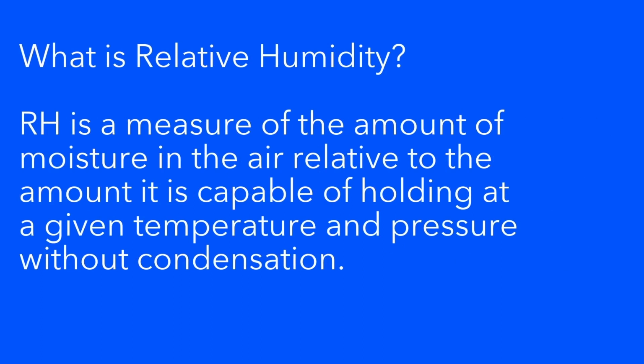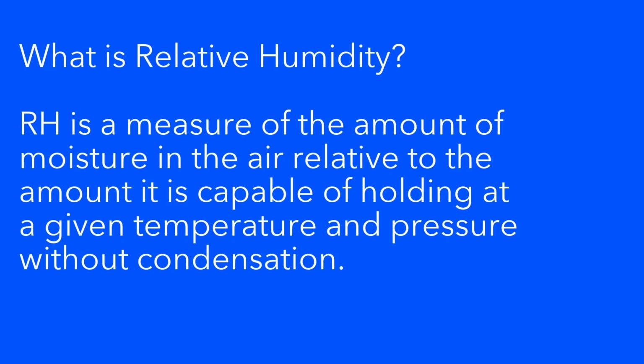The next one is relative humidity. Relative humidity is a measure of the amount of moisture in the atmosphere right now, at the time you're making the measurement, relative to the maximum amount that it's capable of holding. So if the relative humidity is very low, it means that the atmosphere could still hold a lot more moisture without condensation, so without it condensing onto surfaces. But if the relative humidity is getting up to 100%, that means that the atmosphere is saturated.